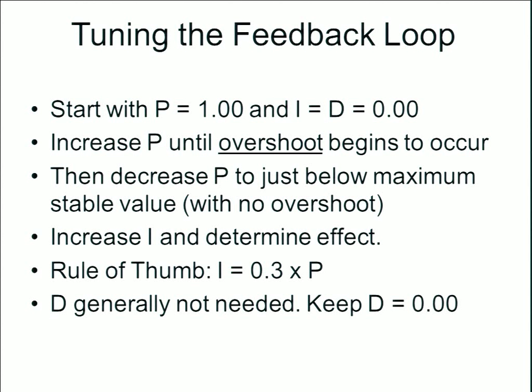And then you can increase I and determine the effect. But a good rule of thumb is I should be about 0.3 times P, and generally we don't even need to adjust D. So again, these are all parts of the feedback loop which you have control over as an operator of the tool.